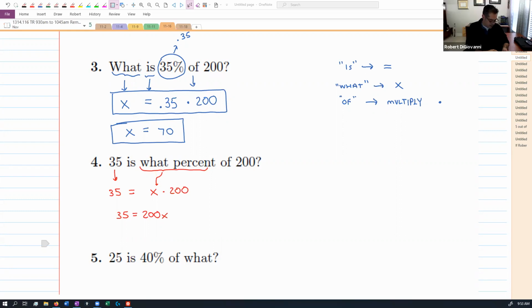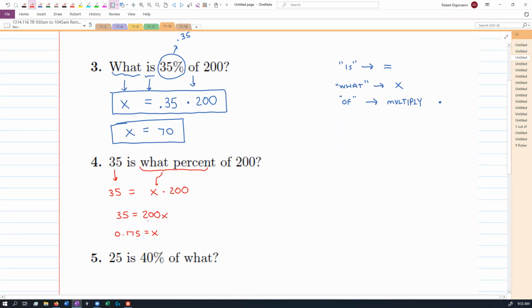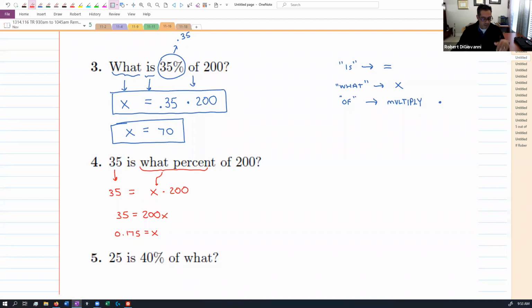So now we'll need our calculators. 35 divided by 200. I just looked at the chat. That's funny, Dylan. Okay, let's see. We got 0.175 equals x. Now, that is correct, but it doesn't answer the question. The question says what percent, right? So we need to take this answer and do one more thing, convert it to a percentage. That means move the decimal point over to the right 2 places. If we do that, we get 17.5%.